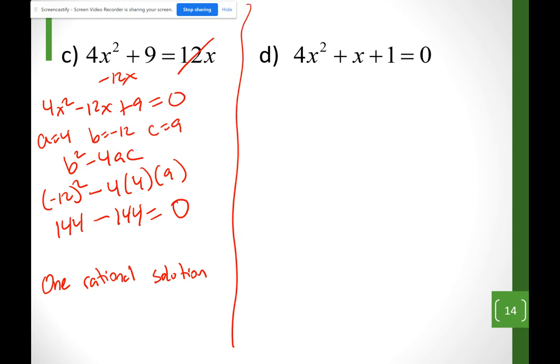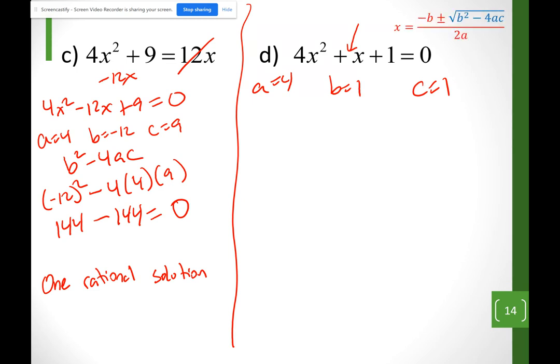Take a look at example D. The right side is equal to 0, so I'm good. One side is equal to 0. My A is 4. My B is 1, because that's the number in front of the x. It's basically 1x. And my C is 1.